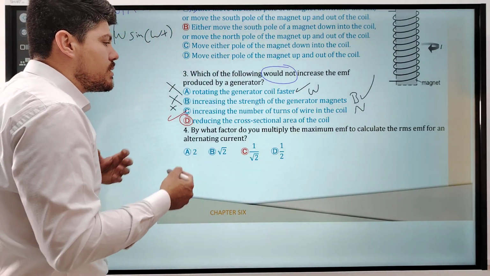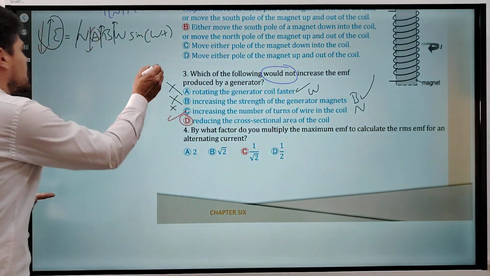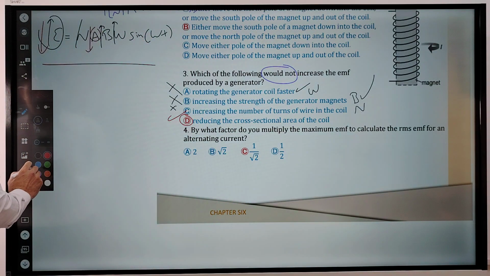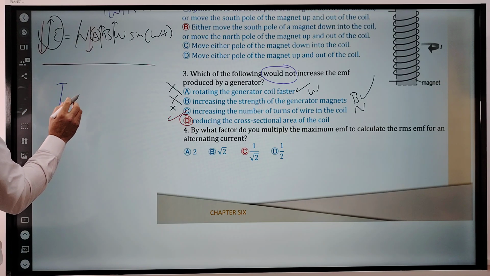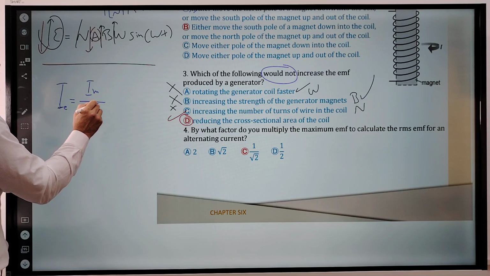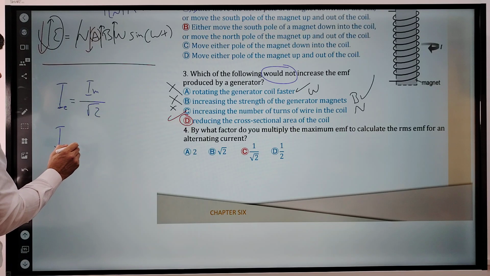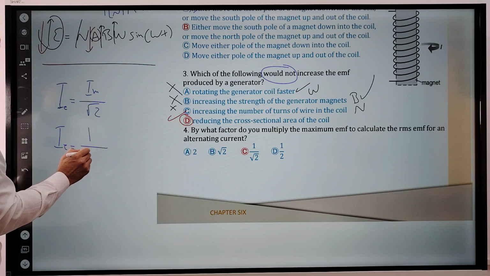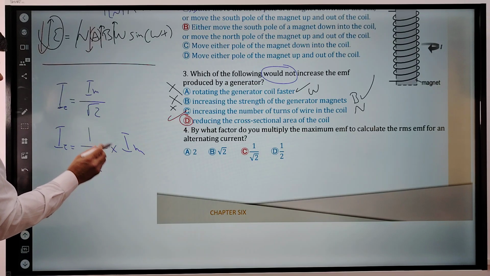By what factor do you multiply the maximum EMF to calculate what? RMS. So which means that we have to use the RMS value. I RMS, or effective, is equal to what? It is equal to I_m over radical 2, which means that I effective is equal to, you can take out I_m here, I_m times 1 over radical 2.